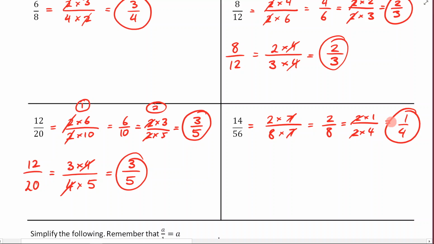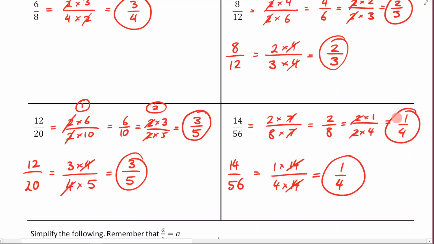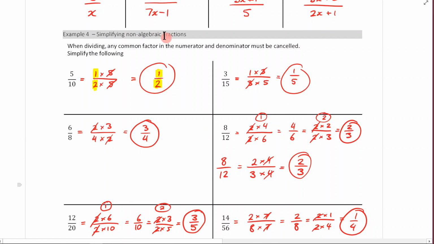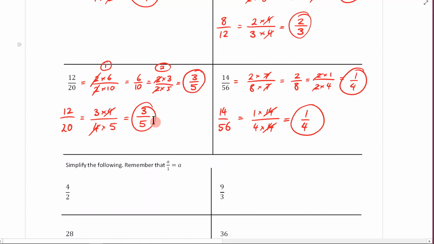Now, there is a quicker way for you to do this. You could go 14 on 56 is the same thing as 1 times 14, and then this will be 4 times 14, in which case this 14 will go away and you'll be left with 1 on 4. I actually think in this case, this is the better way to go about it, because not many people know their 14 times tables, and I think that's fair enough. I don't think it's appropriate that everyone know their 14 times tables. Okay, so there is a very important idea there, simplifying non-algebraic fractions, so fractions without pronumerals.